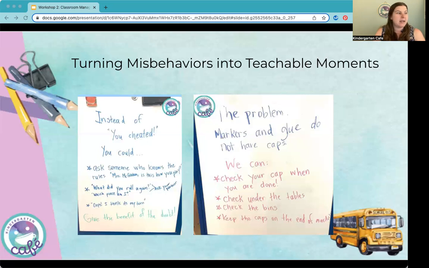Another issue we had was we noticed a lot of markers and glue did not have caps. So we brainstormed as a class: we can check the cap when we're done, check under the tables when it's cleanup time, check under the bins, and keep the caps on the end of markers so we don't lose them. That was their idea, and it helped reinforce the expectations of taking care of the classroom. So these misbehaviors turning into teachable moments remind students of behavior expectations, and at the same time help teach social emotional skills.